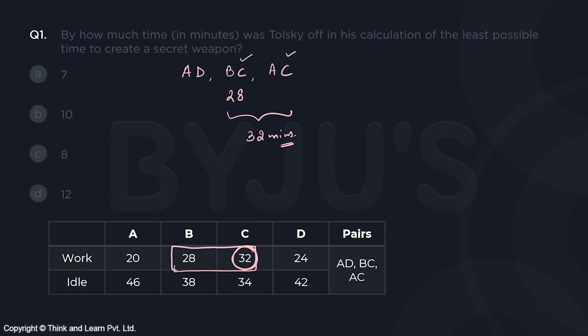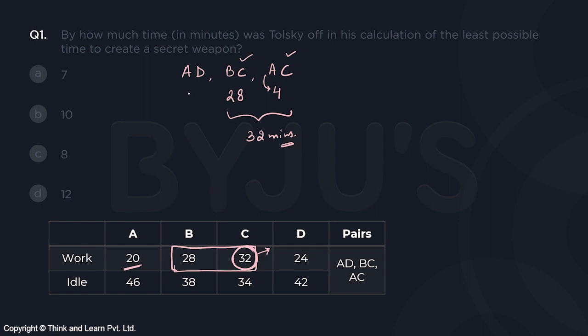Now, C has worked for 28 minutes. C can work for 4 more minutes. So A and C work for 4 minutes. In this scenario, B and C have worked for 28 minutes, which means the work of machine B is complete. C has worked for 28 minutes and then 4 minutes, so the work of C is also complete. Now, A has worked for 4 minutes. A has to work for 16 more minutes.